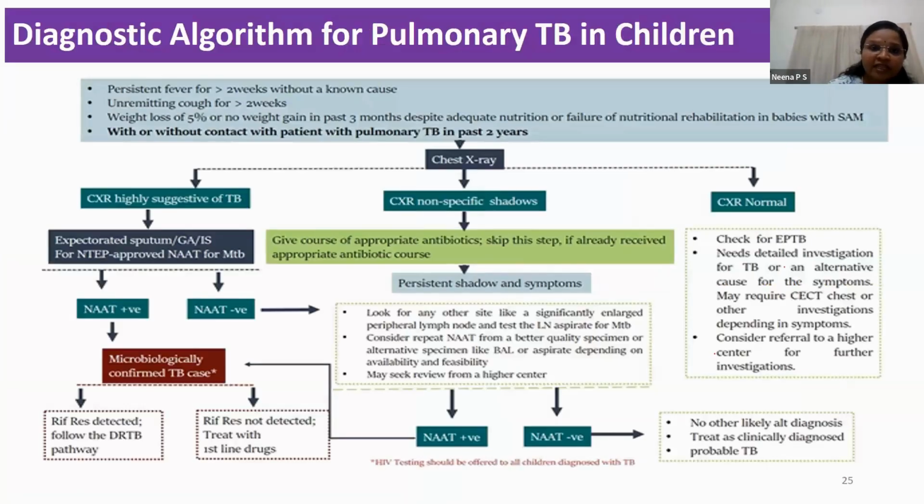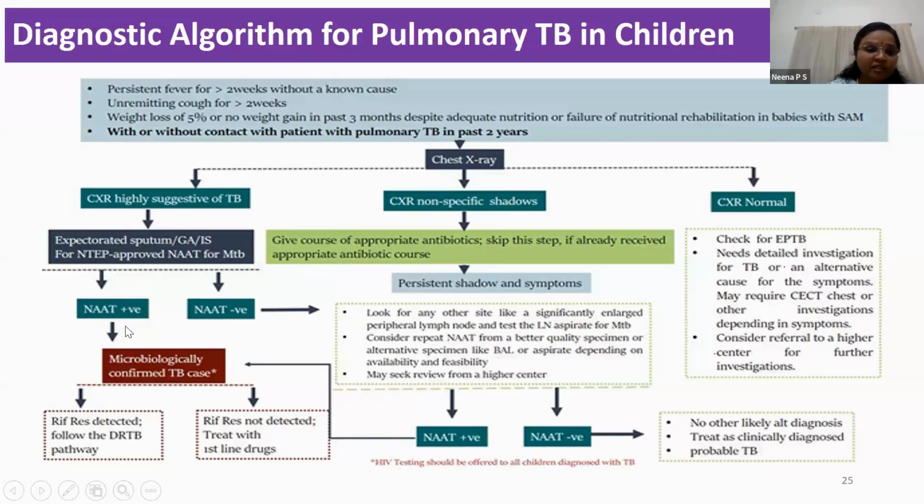Now, this is the latest diagnostic algorithm for pulmonary TB in children. All the presumptive pulmonary TB pediatric cases will be subjected to a chest X-ray. And if the chest X-ray is highly suggestive of TB, still you have to make an effort for microbiological confirmation. If the child is able to expectorate sputum, this sputum has to be sent. Otherwise, you can try an induced sputum with nebulization with 3% saline, or if it is a small child, you can try a gastric aspirate, and the sample has to be sent for NAT.